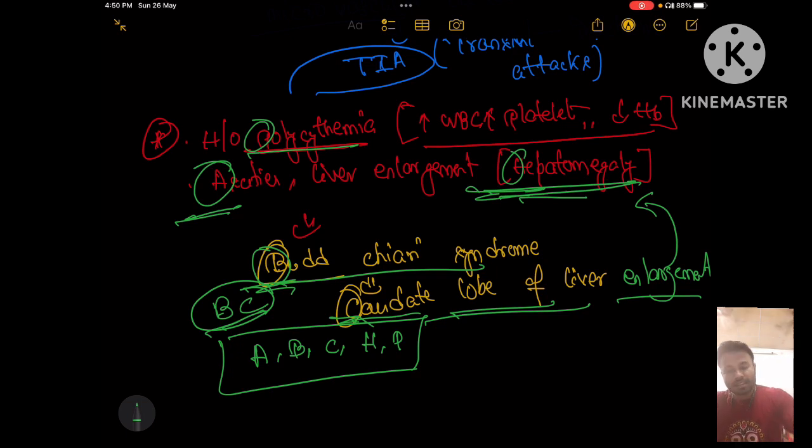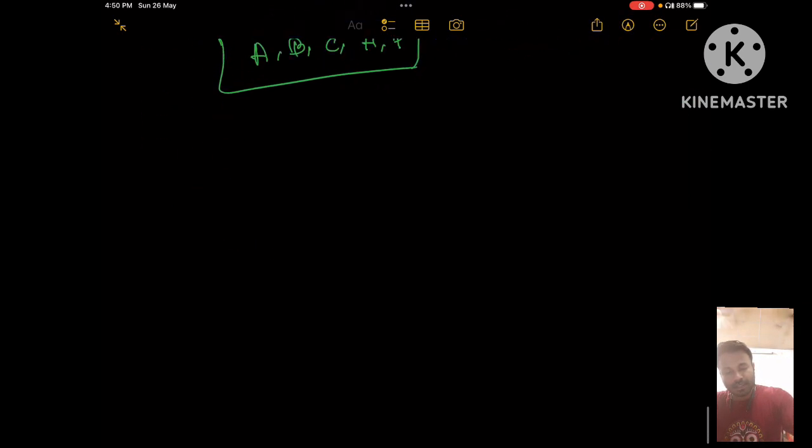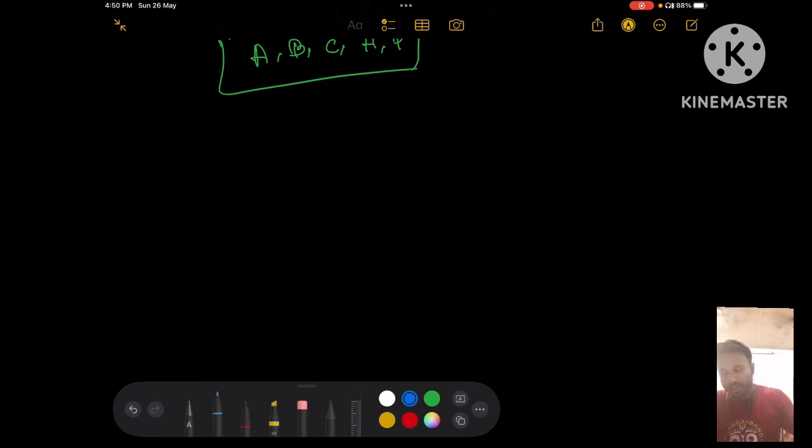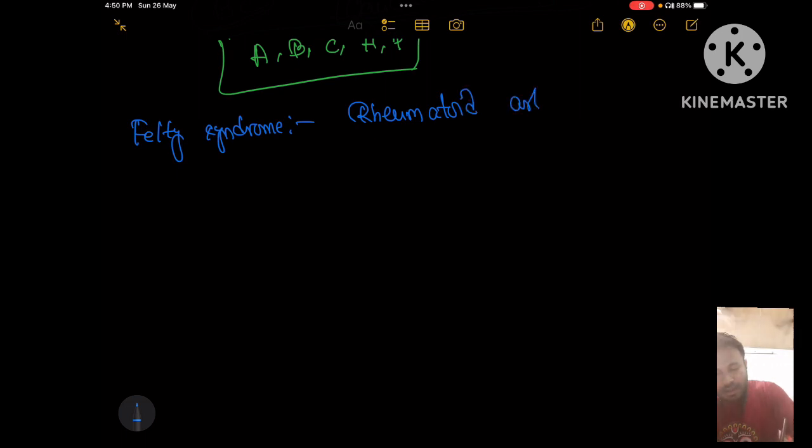And there is another syndrome. It's called Felty syndrome. Here there is rheumatoid arthritis, splenomegaly, and neutropenia.